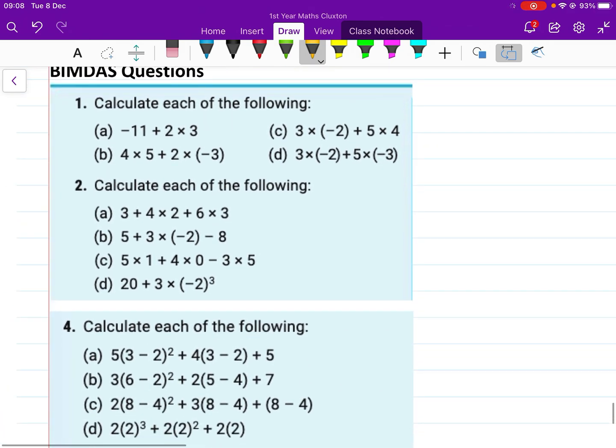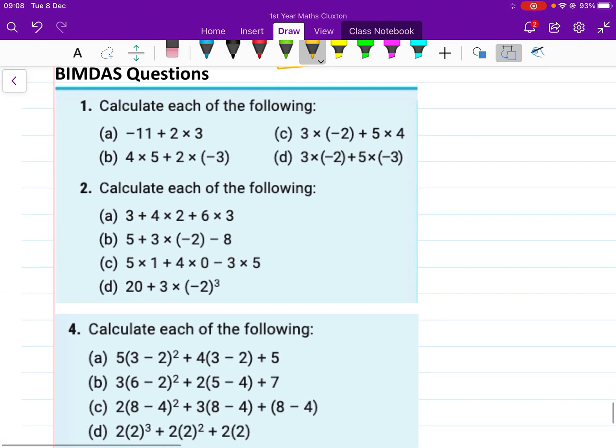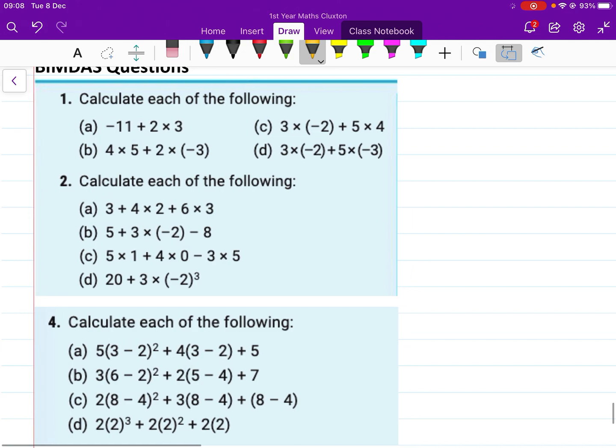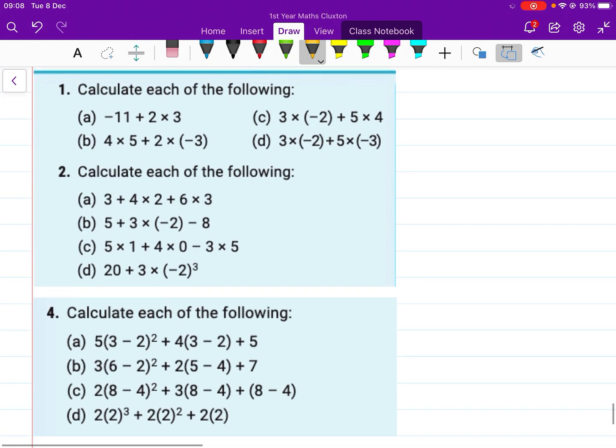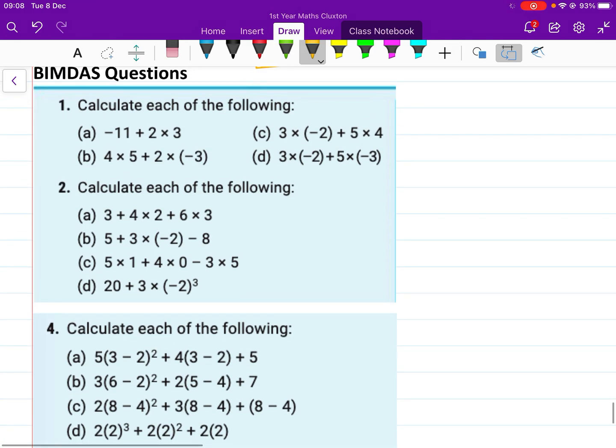And then for now and for homework, I want you to do these questions. Okay? All of question 1, question 2, and question 4. It's just lots and lots of BIMDAS practice. Is that okay?